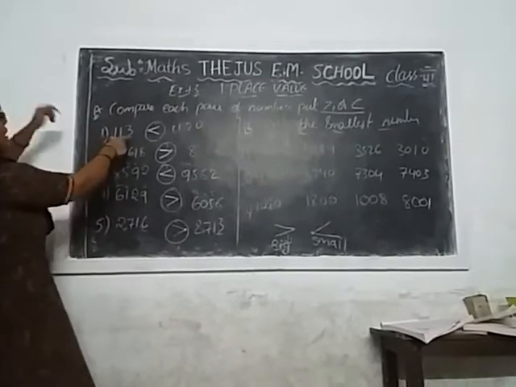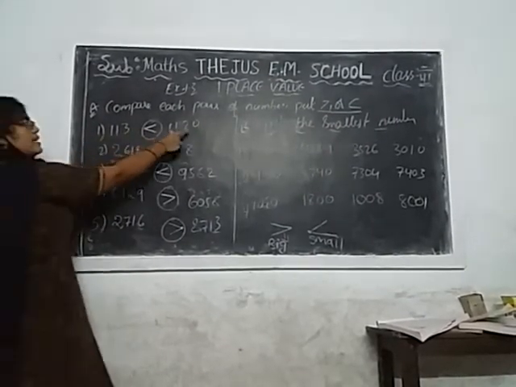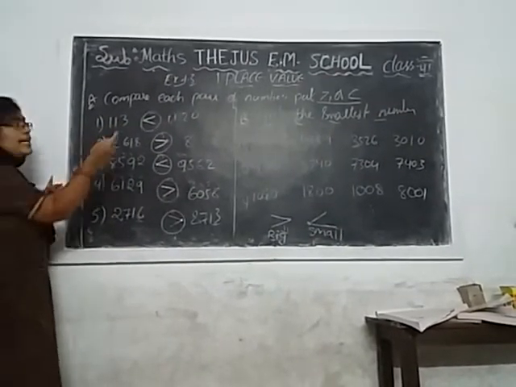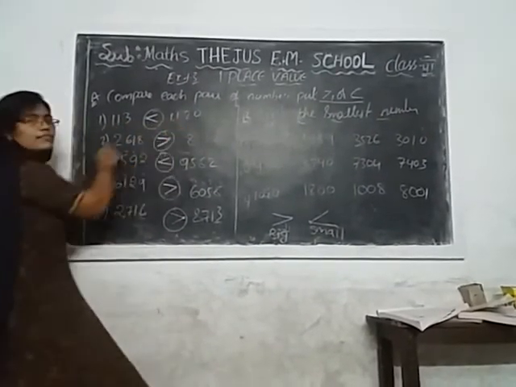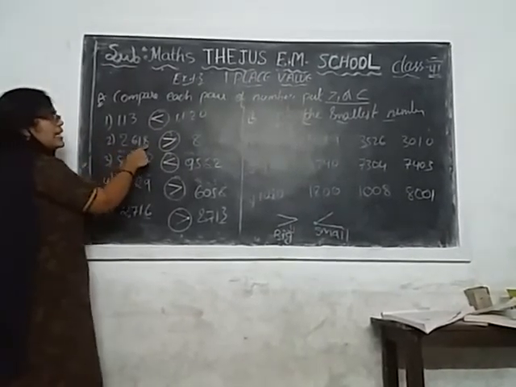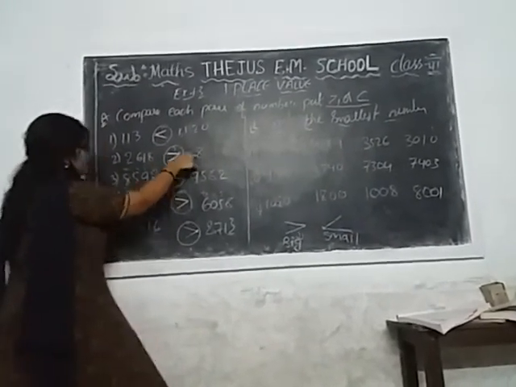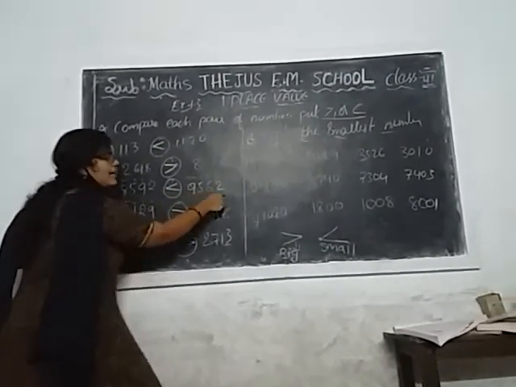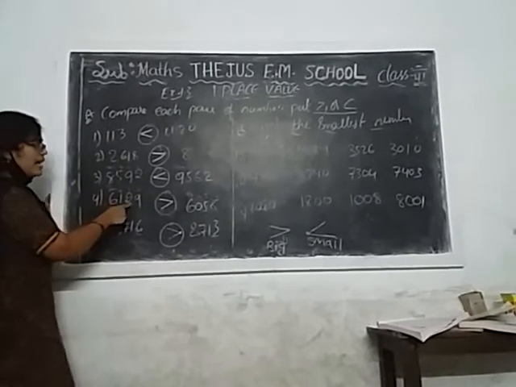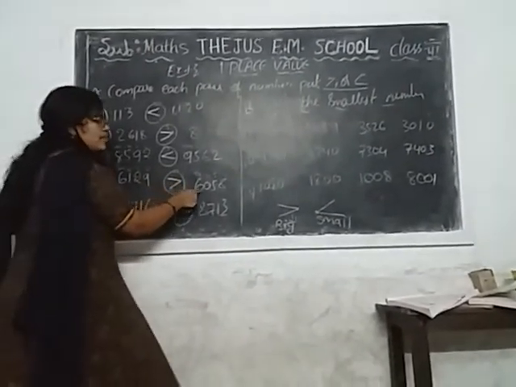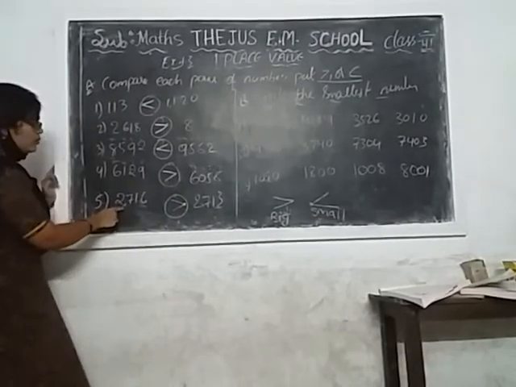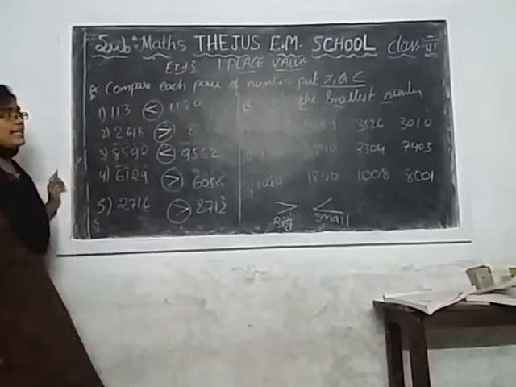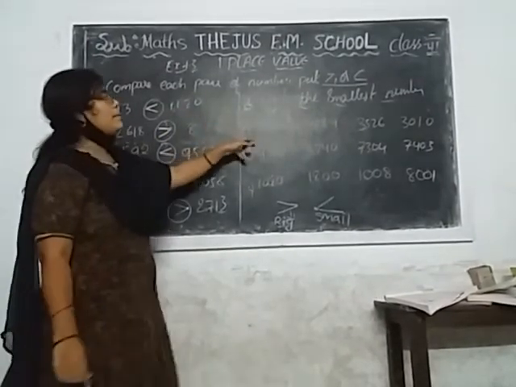Okay, let's see from the starting onwards. This is 113, this is 1120. So 113 is smaller, right? So 113 is less than this number. And 2618 is greater than 8. 8592 is less than 9582. 6129 is greater than 6058. 2716 is greater than 2713. Okay, next coming to the B Roman.